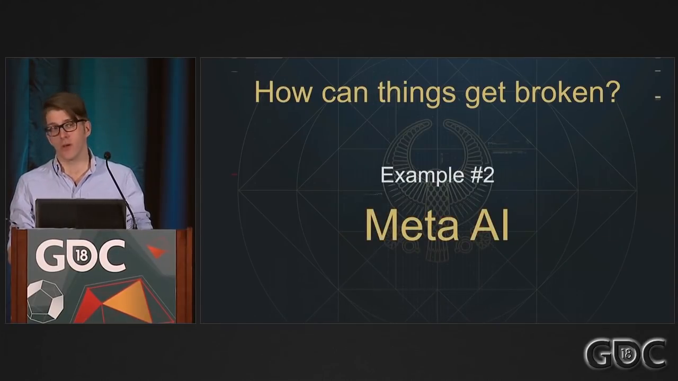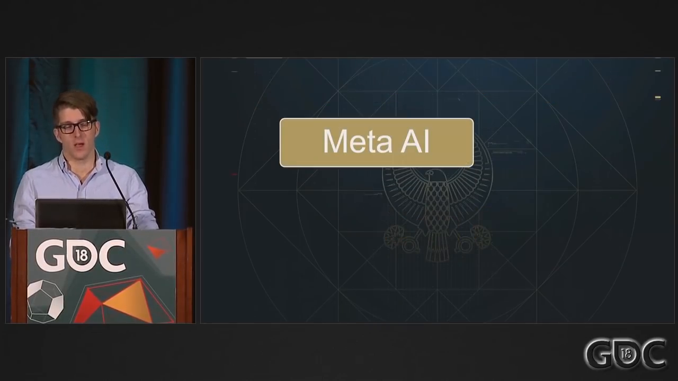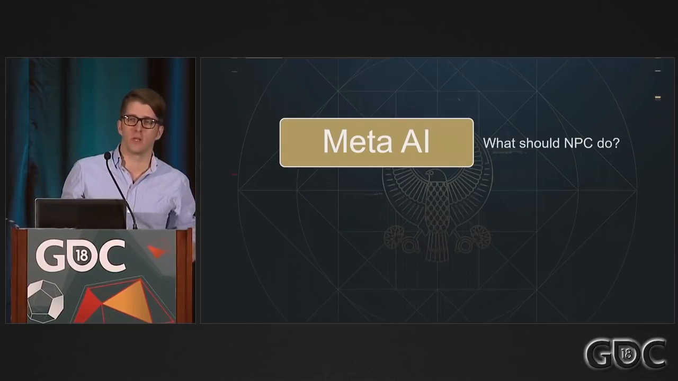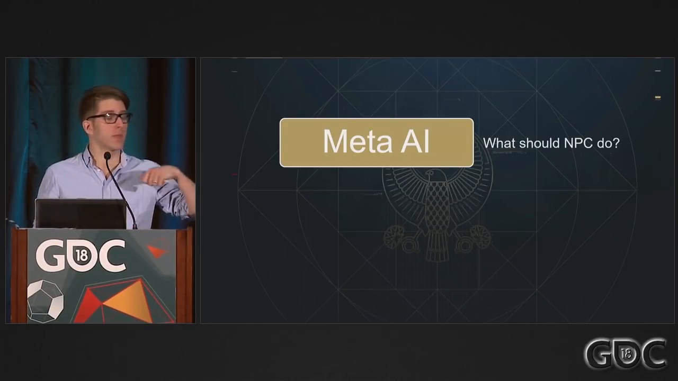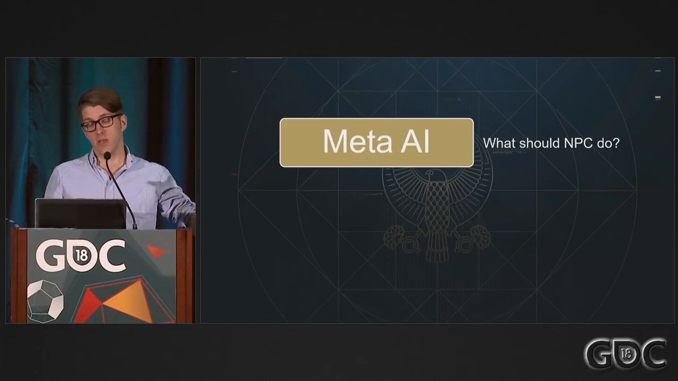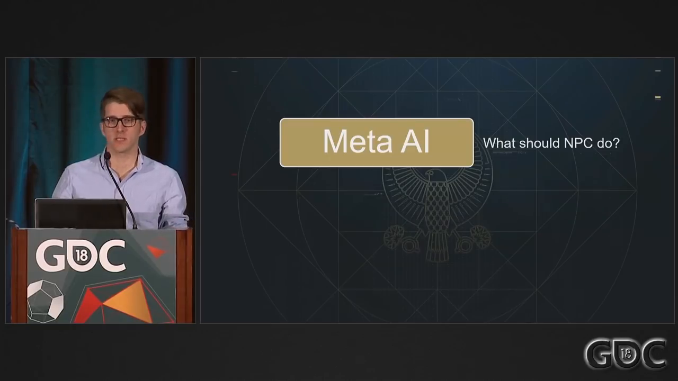The next example is about our meta AI system, the persistent AI system I talked about at the beginning. The meta AI system is a system that tells every NPC of the game what it should be doing right now. So every NPC has its own schedule. When does it wake up, go to work, eat, socialize, and go back to sleep.